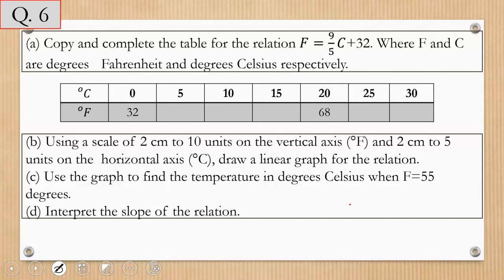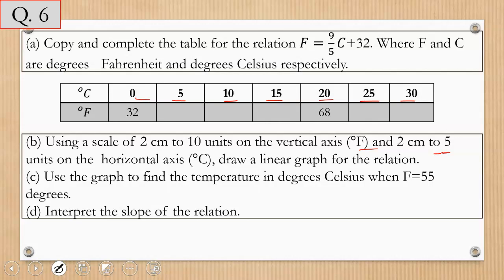Now they've given us all the values for degree Celsius, from 0 through 5, 10, 15, 20, 25, and 30. And then they've given us a few values for the Fahrenheit, 32 and 68. Now we are to use a scale of 2 centimeters to 10 units on the vertical axis and 2 centimeters to 5 units on the horizontal axis, and then draw a linear graph for the relation.